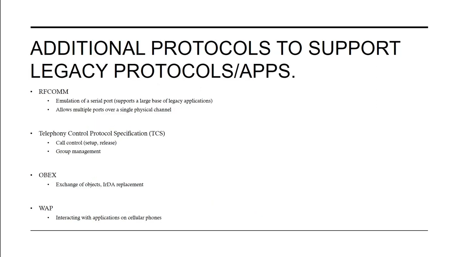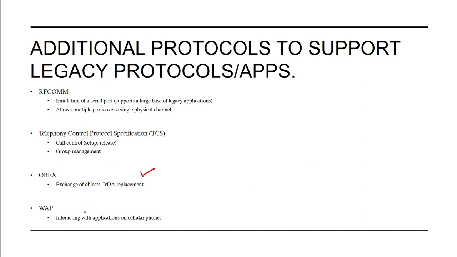So next are additional protocols to support. These are RFCOMM, and the telephony control protocol, that is for call control, which is setup and release, and for group management. Then OBEX. OBEX stands for exchange of objects. That is, in Bluetooth in the olden days we would share the mobile number of an unknown person through Bluetooth. When we are sharing, we can share some calendar also. So we can exchange many objects through business cards. The contact number of the person will be shared with respect to business cards.